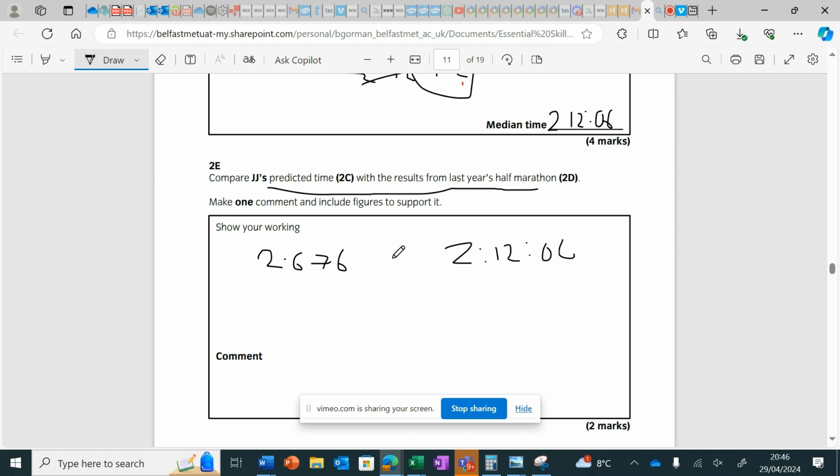So what would you say? Well, his results are a lot greater. He's a lot slower. So you'd say JJ was a lot slower. His predicted time is a lot slower than the time from last year's results.